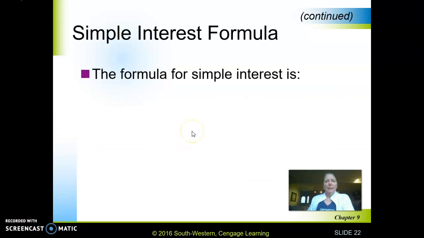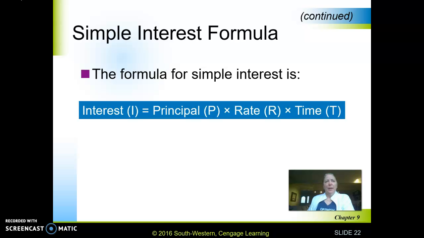So how is this formula computed? This is the formula, and you'll see most people always refer to it as PERTY. I equals P times R times T. So the principal times the rate, which is an annual percentage, times time, which is also expressed in annual terms since the rate is.